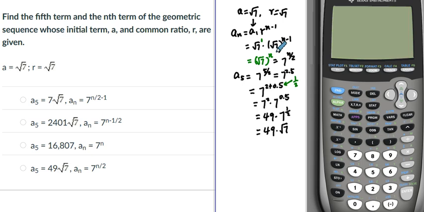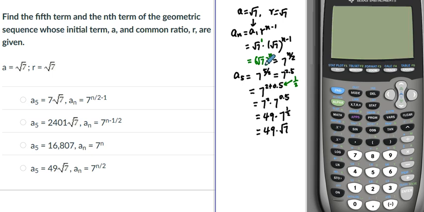Now we know here the exponent is 1, and here it is n minus 1. The bases are the same, both radical 7. So when you do the multiplication, we add the exponents: 1 plus n minus 1. You have only n left, because 1 and negative 1 cancel each other. Now the exponent is n.